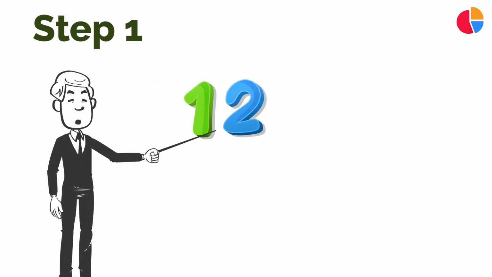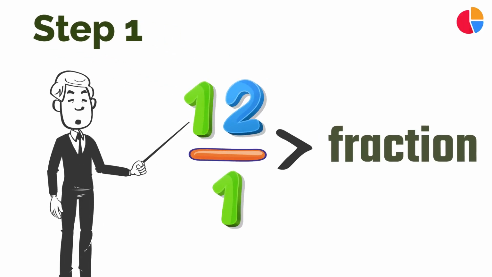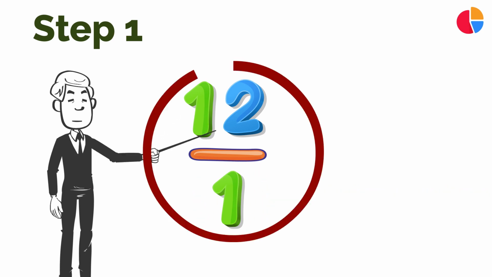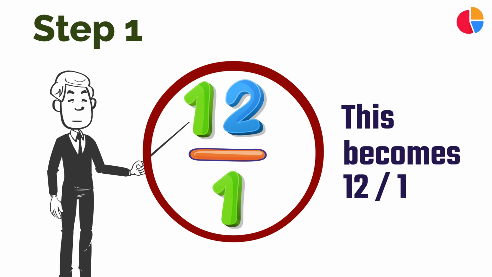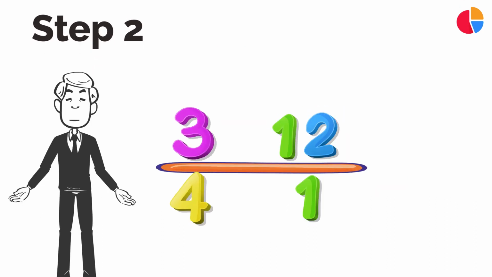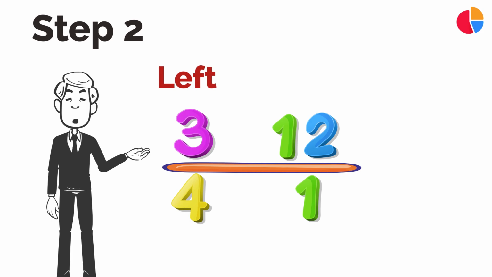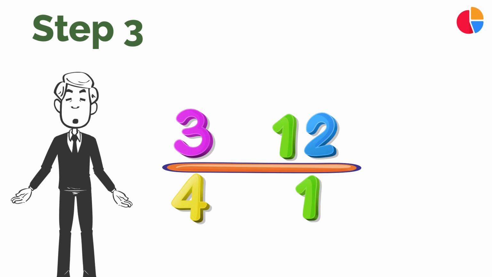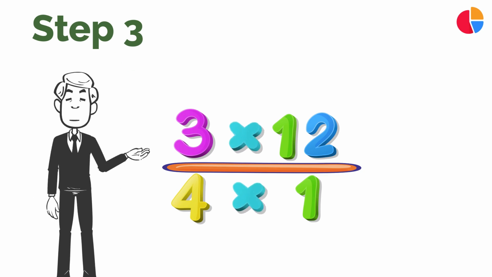Step 1. First, we convert the whole number 12 into a fraction. We can do this by using 1 as the denominator. This becomes 12 over 1. Step 2. Put the fraction 3 over 4 on the left, and the new fraction 12 over 1 on the right. Step 3. Multiply the numerators and denominators of each fraction.